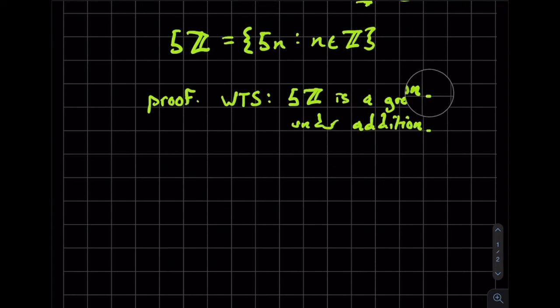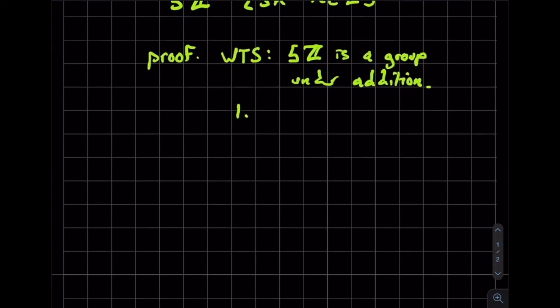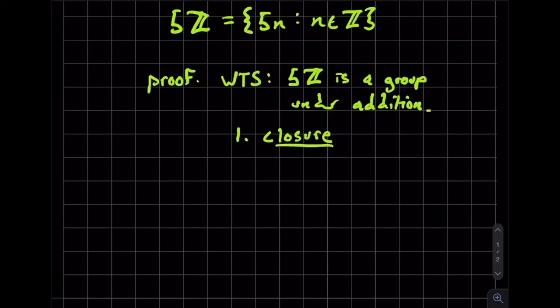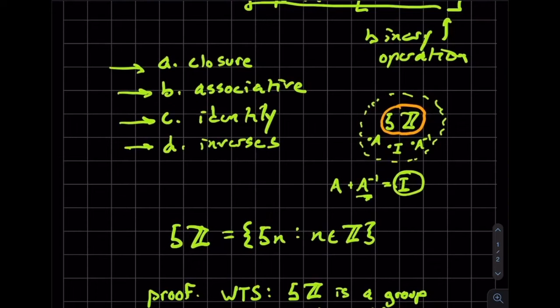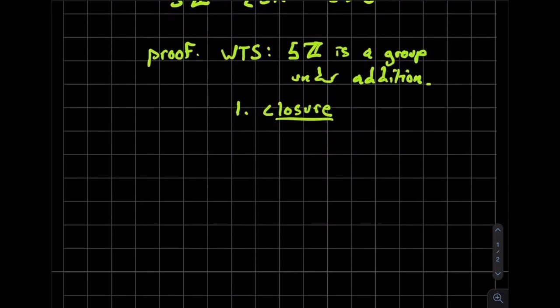And then the first thing that we'll show here is closure. How are we going to go about showing closure? What exactly was closure again? Closure meant that if I add two elements within 5Z, I should get something back that is also in 5Z.